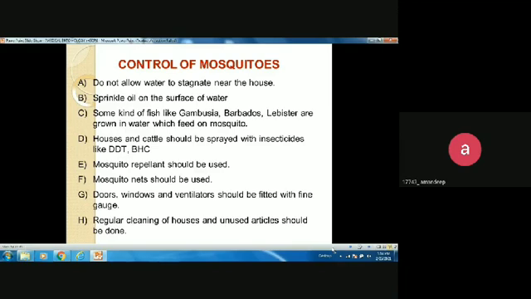Control of mosquitoes. A. Do not allow water to stagnate near the house. B. Sprinkle oil on the surface of water. C. Some kinds of fish like Gambusia, barbels, and lobster are grown in water, which feed on mosquitoes. D. Houses and cattle sheds should be sprayed with insecticides like DDT, BHC. E. Mosquito repellent should be used. F. Mosquito nets should be used. G. Doors, windows, and ventilators should be fitted with fine gauze. H. Regular cleaning of houses and unused articles should be done.